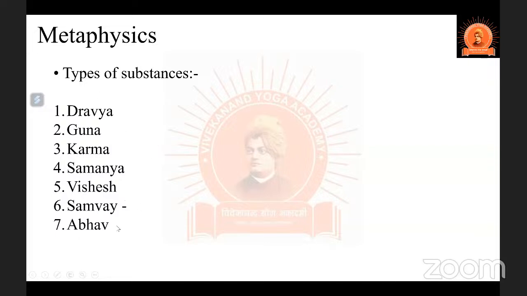If a question is asked, like how many substances are explained in Vaisheshika philosophy, according to this philosophy seven are the main substances that were explained. You have to know the names also: dravya, guna, karma, samanya, vishesh, samvaya, and abhav. Dravya is a substance, quality is guna, karma is the different types of actions related to that particular substance, samanya is some general qualities, vishesh is some specific qualities, and samvaya is combination related things within the substance, and abhav is some lack of something present in that particular substance. So in this way, seven types of substances have been explained.